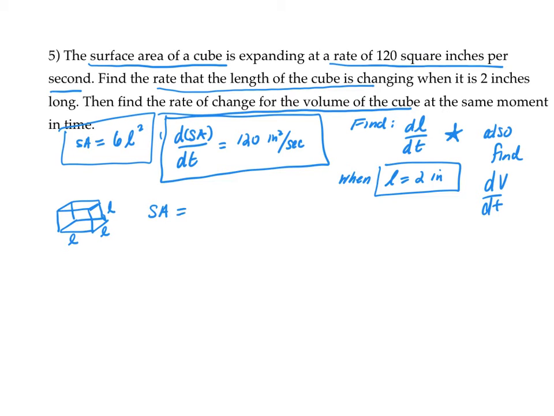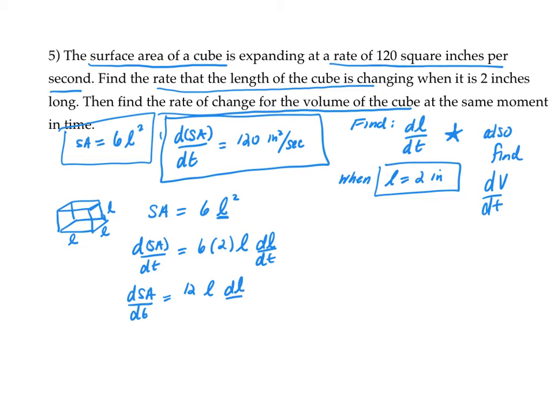Okay, so start with your surface area formula. Surface area is equal to 6L squared, and then take your derivative with respect to time. So it'll be dSA/dt, that's the rate of change of the surface area with respect to time. It equals 6 times 2 times L dL/dt, and that's just the derivative of the right-hand side of this equation. Simplify it, so dSA/dt equals 12L dL/dt, and then plug in what you know.